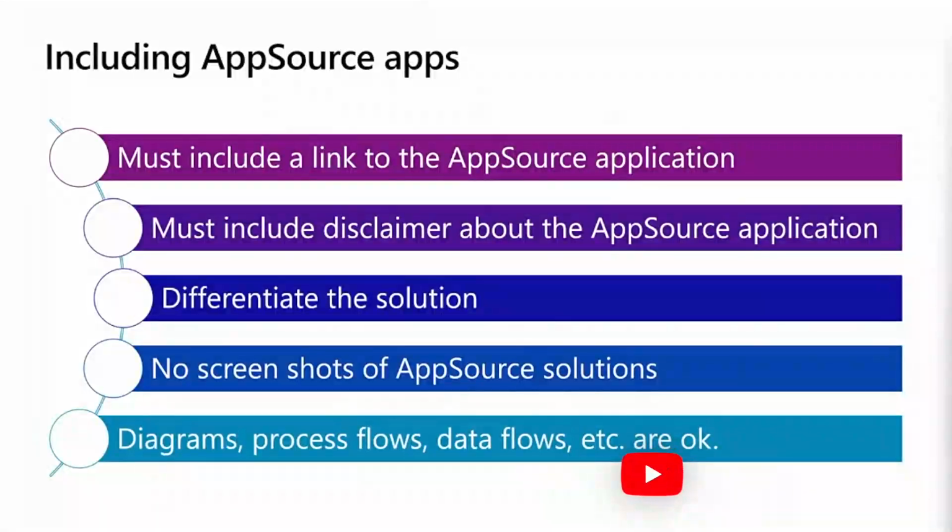So I want to talk a little bit about including AppSource apps in your articles. If you would like to include an ISV or SI solution implementer solution in your article, the article must include a link to the AppSource application. There's also a disclaimer that must be included at the top of the article. That disclaimer is included in the template. If there is no AppSource app being included in your solution, you can simply delete that disclaimer from the top of your article.